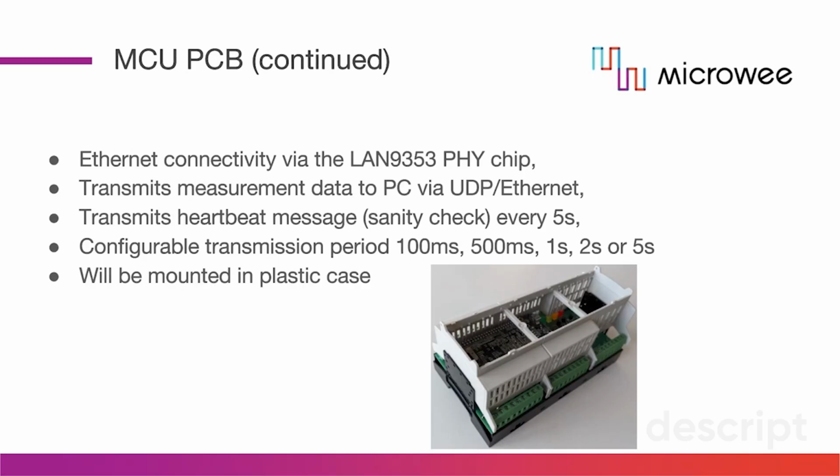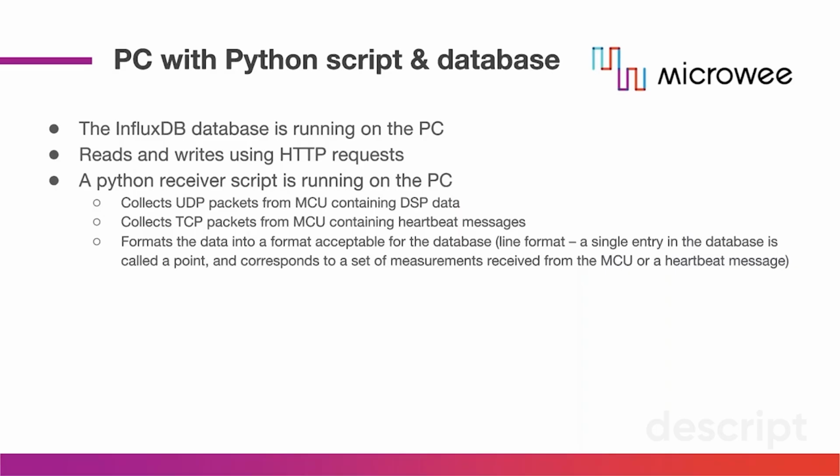The PC can make sure the number of messages that it received is the same as the one that the MCU has transmitted. A configurable transmission period of every 100 milliseconds up to 5 seconds. And the MCU will be mounted in the same plastic case as the analog board. And both of these boards will be placed on a DIN rail next to each other and connected via terminal blocks. Now let's talk about the PC, which is running a Python script and a database.